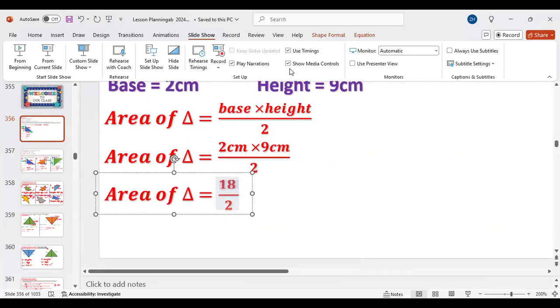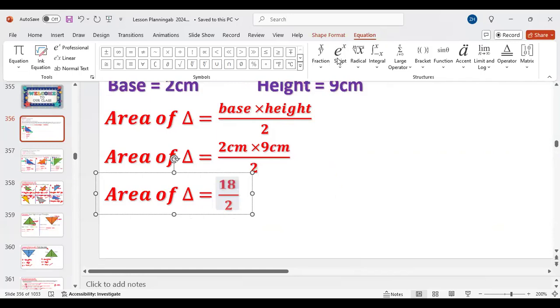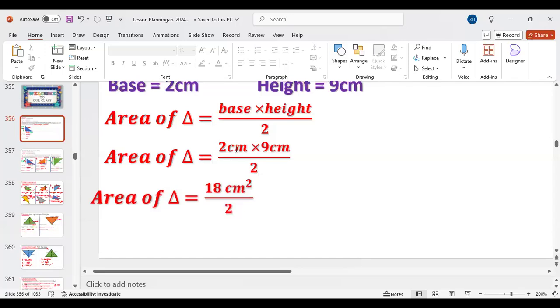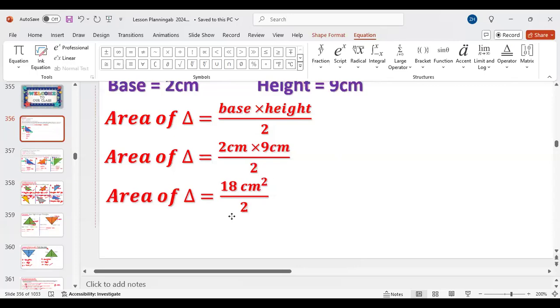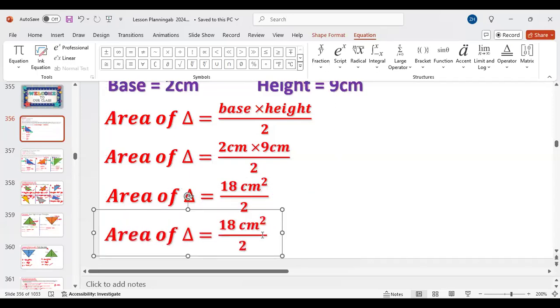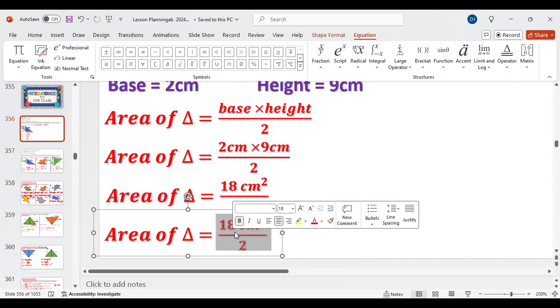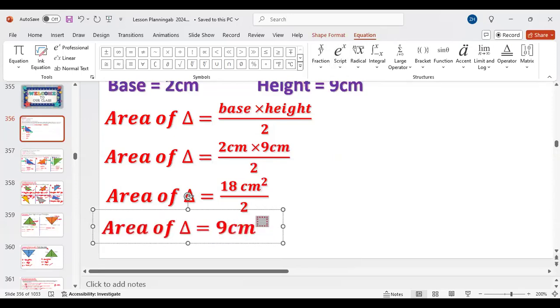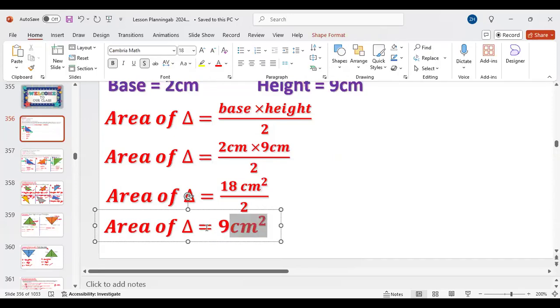Centimeters squared. Oh, this is so important. Centimeters squared, because why? Centimeters times centimeters is centimeters squared. Please remember that. All right, and then 18 divided by 2 is what? 9. That's just 9. So it's going to be 9 what? 9 centimeters squared.